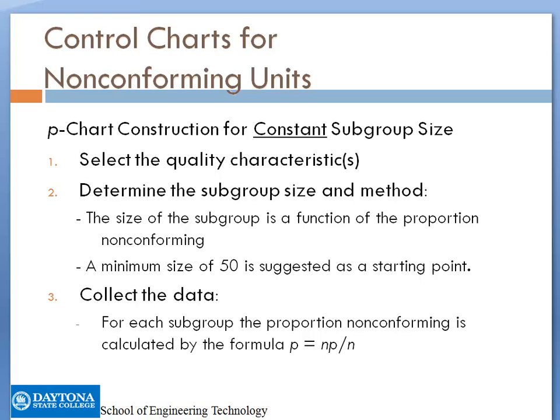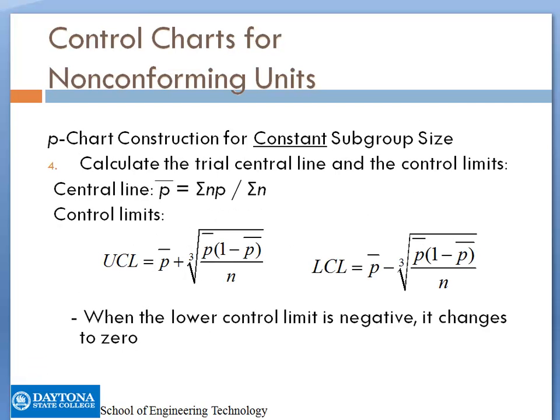Then you have to collect the data. For each subgroup, the proportion nonconforming is calculated by the formula P equal to NP divided by N. Then you calculate the trial central line and the control limits. The central line is P bar equal to the sum of the NPs divided by the sum of the N's. You find the upper control limit and the lower control limit, and if the lower control limit is a negative value, you change it to 0.